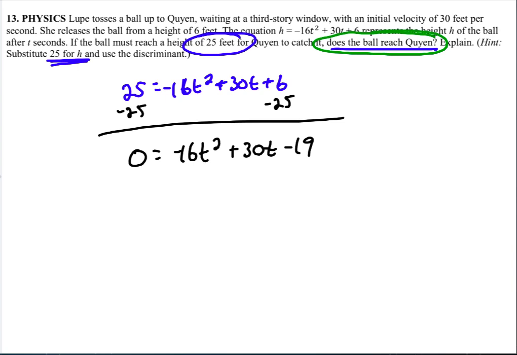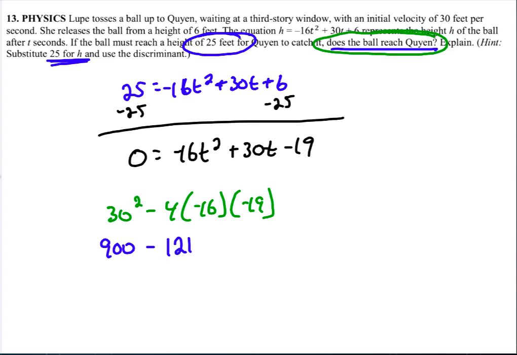How many solutions can I expect? If I'm going to get 1 or 2 solutions, then I know I'm probably going to have an answer that will work. If I'm going to get no solutions, then it means it couldn't reach that height based on this equation, and I know I won't have a solution to it. So I'm going to do b squared, 30 squared, minus 4 times a times c. 30 squared is 900. 4 times negative 16 times negative 19 is 1,216. Subtract, and I get a negative 316.